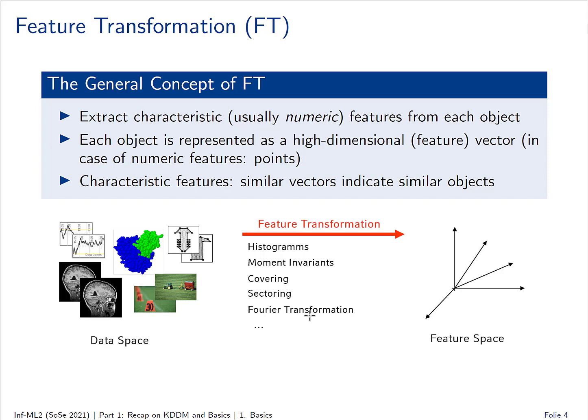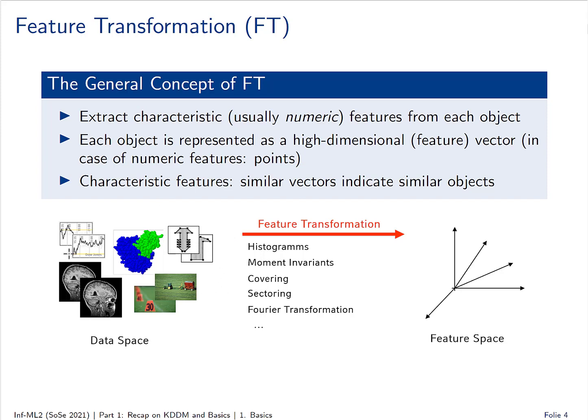Yeah? And characteristic features means that, if we really extract characteristic features, similar feature vectors indicate similar objects. But that is only true, of course, if the features are characteristic for our application. So that's why it's very important to actually grasp characteristic features. So here you see the general way to do it.